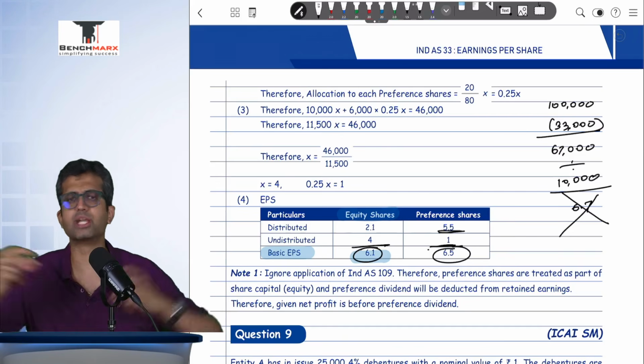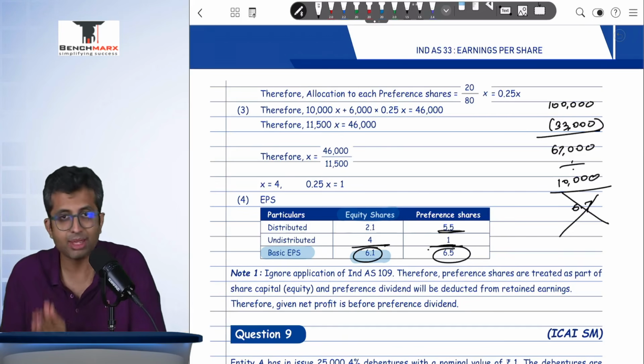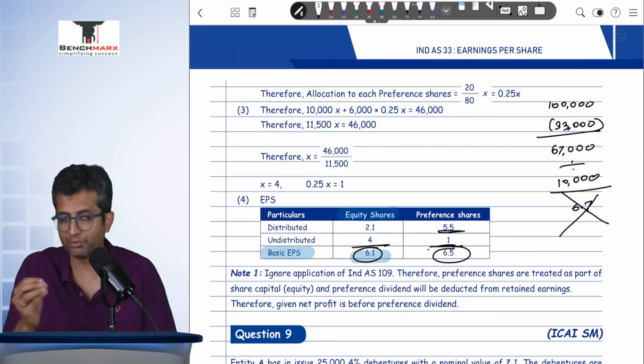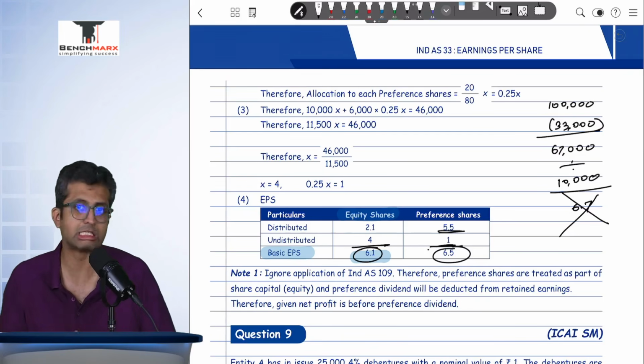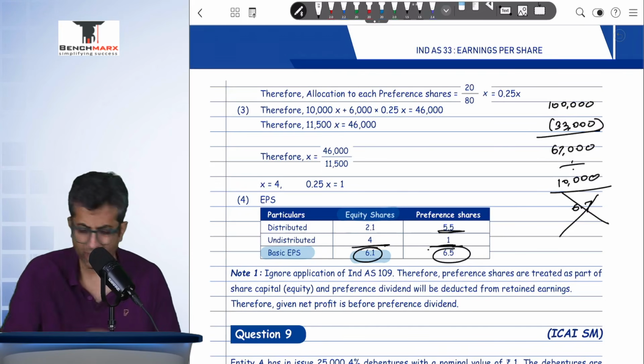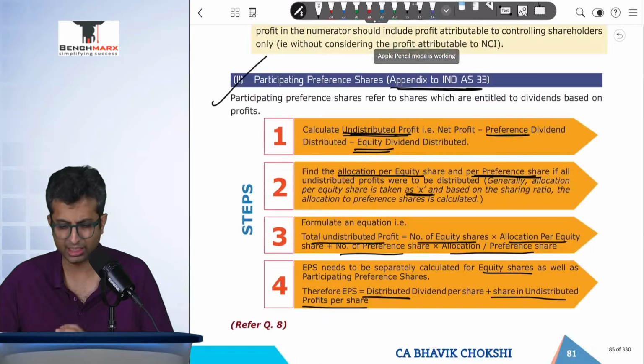If I decide to distribute the entire 67,000, first 21 will go to the equity shares, remaining 46 will remain, out of which some amount will go to the preference shares and only the remaining will go to the equity shares, and this is how you will calculate that amount which is flowing to the equity shares. Are we clear with this? Okay, so this by and large takes care of your working for basic EPS.